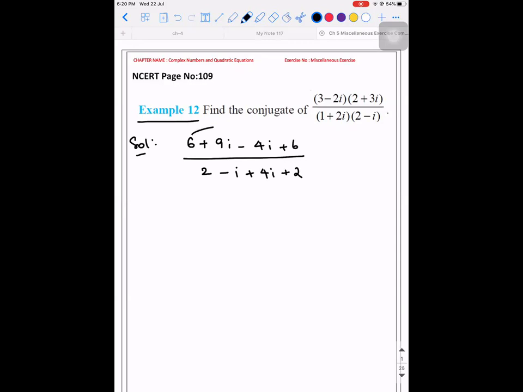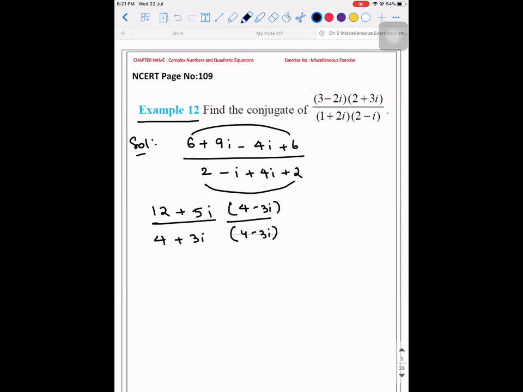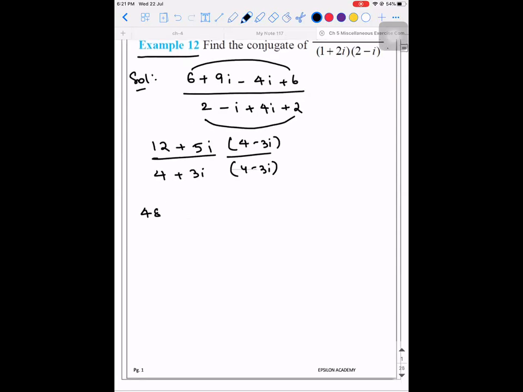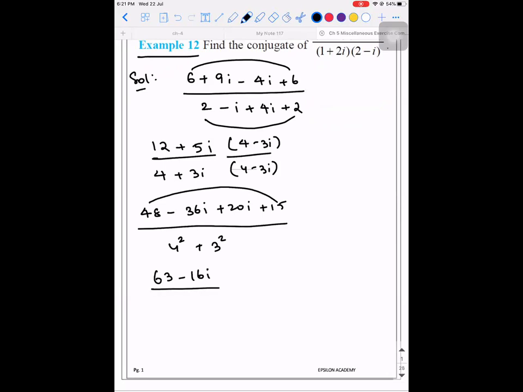So 6 plus 6, that is 12, plus 5i, the whole divided by 2 plus 2, that is 4, plus 3i. So rationalize it. 4 minus 3i divided by 4 minus 3i. So 12 into 4 is 48. 48 minus 36i plus 20i minus 15i square. So that is plus 15. The whole divided by 4 square plus 3 square. 48 plus 15, 63 minus 16i, the whole divided by 4 square plus 3 square is 25. So this is the value of z.